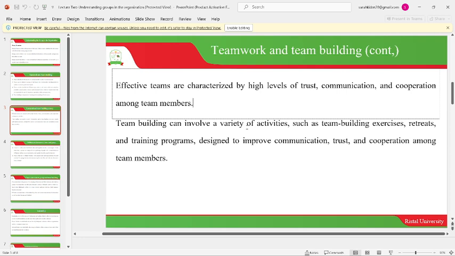Team building can involve a variety of activities such as team building exercises, retreats, and training programs. You can have training programs designed to improve communication among yourselves, to improve trust among yourselves, and to improve cooperation among the team members.